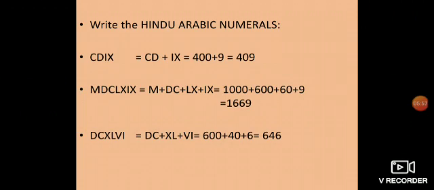Now let's do the examples of writing Hindu Arabic numerals. CDIX. First, we'll break it into parts and find out its value. So, CDIX equal to CD plus IX. Now, CD here means 400 and IX is 9. So, the total comes to 409.